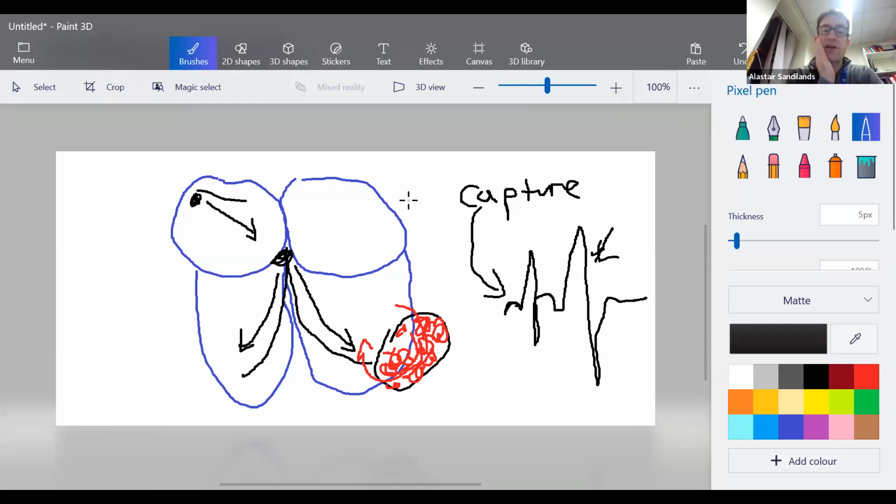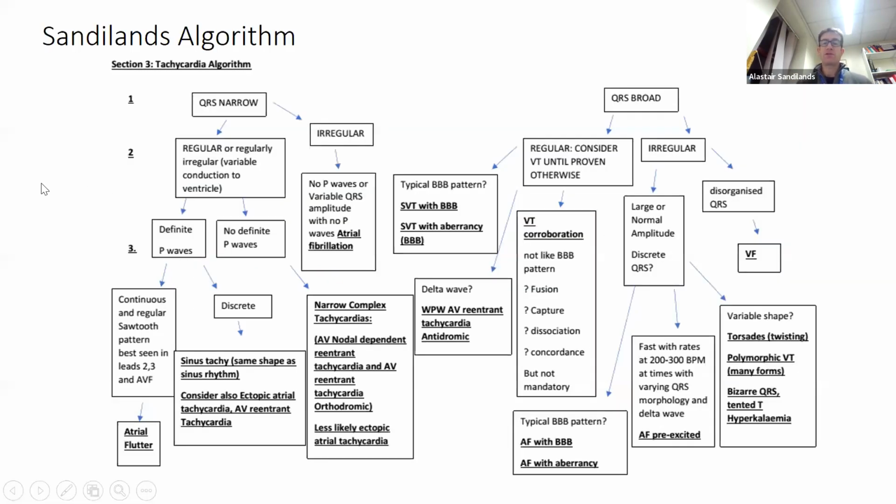So any questions about those concepts, please? Okay, so let's go through the ECGs then. So we're on the right side of the tachycardia algorithm now because we're dealing with QRS being broad. Okay, QRS being broad. So we know it's greater than 3 small squares in tachycardia.